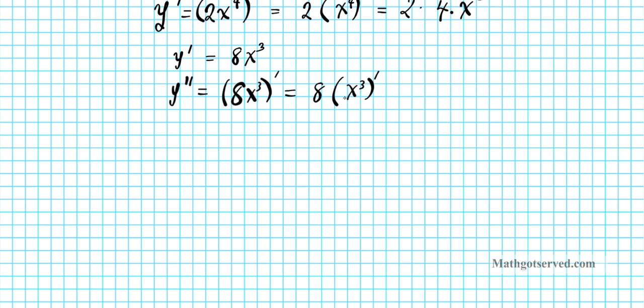And now let's differentiate this. What rule do we use here? This is a power function, right? So we can use the power rule here. So it's going to be 8, then you power down the exponent, 3 times, and then you subtract 1 from the power. 3 minus 1 is 2. When you multiply everything, you get the second derivative, which is 24x to the second power.